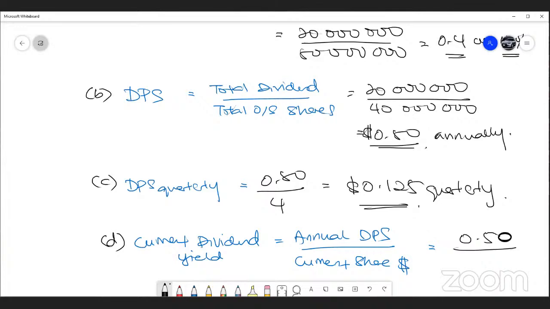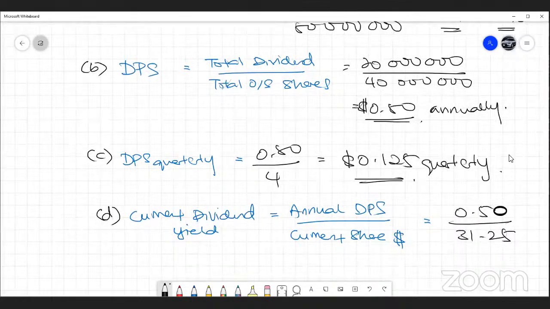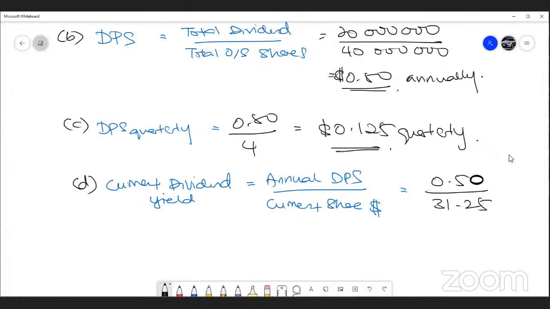Current share price is $31.25. Okay, so just 50 cents dividend divided by 31.25. Your dividend yield is 0.016 or 1.6%. Easy.